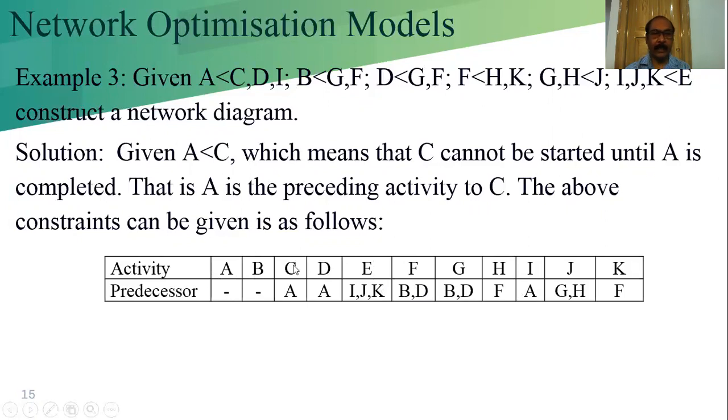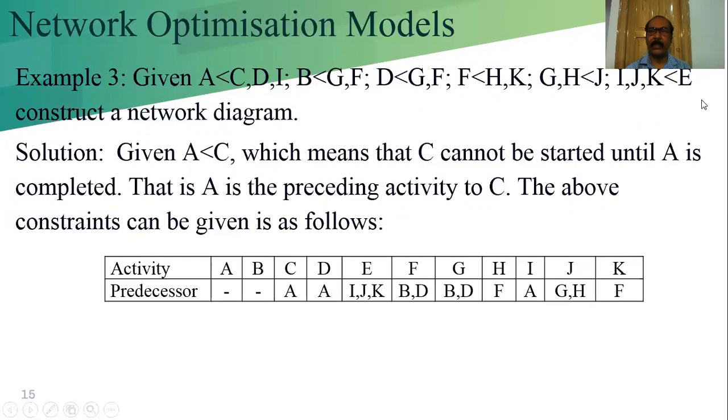So here the activities we are writing in the table in a sequence. In the previous two problems, the relations were given, but when we form the table from that relation, we have to write the activities in a sequence. Then we have to write the predecessor relations. G, F.